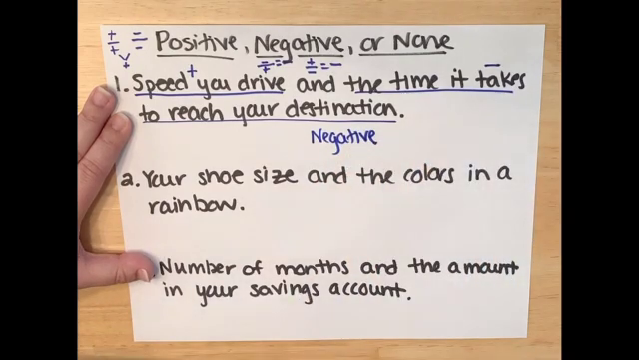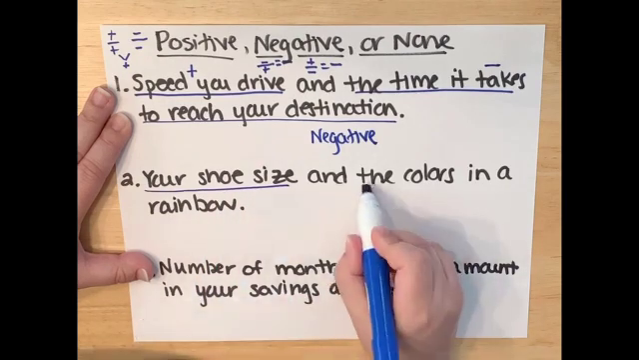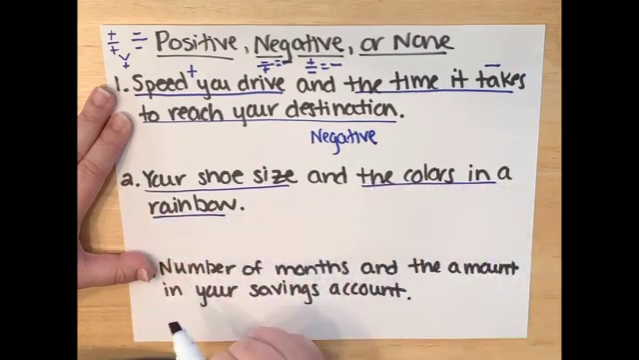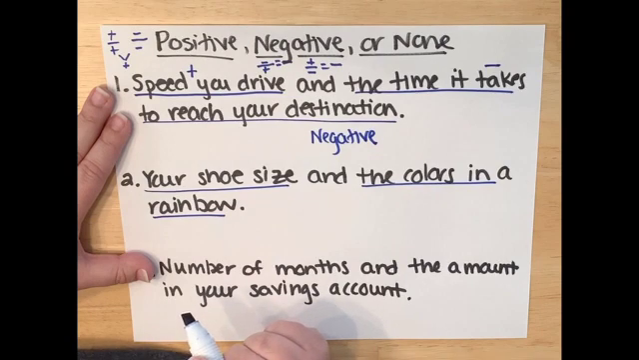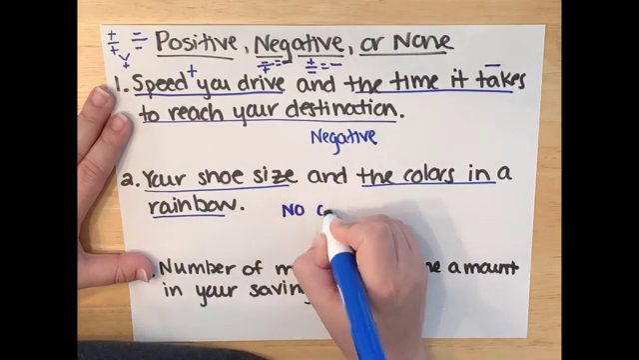correlation. Your shoe size, there's the first thing we're comparing, and the colors in a rainbow. Your shoe size does not have anything to do with what the colors in the rainbow are, and vice versa. So this one has no correlation.